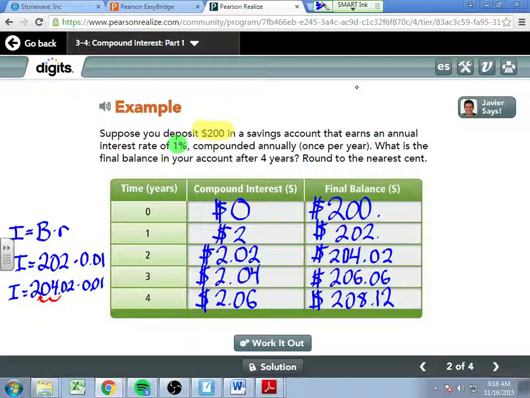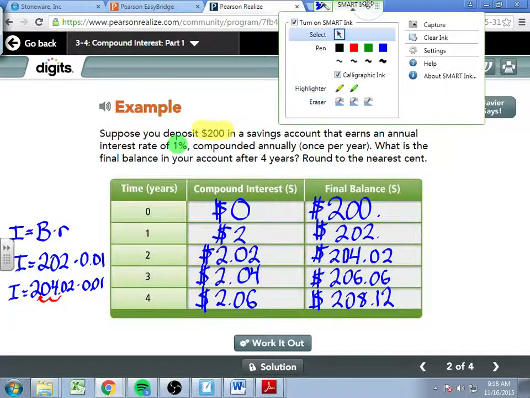Now that may not seem like a lot, but you only started with $200. So what if you started with $15,000? Then the difference that you make because it's compound interest is way bigger. Cassidy? For the compound interest, are you just adding 2 cents? So for this case we are, because it was $200 and 1% of that gives me the 2.